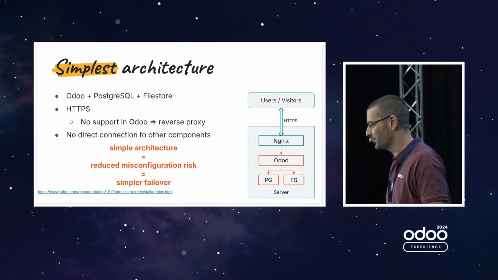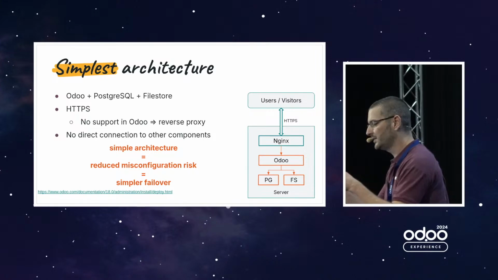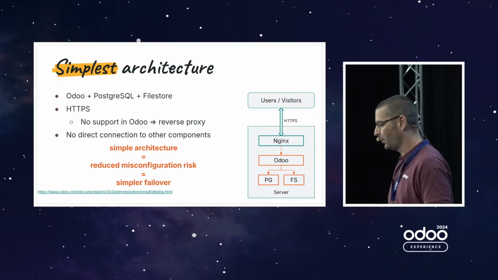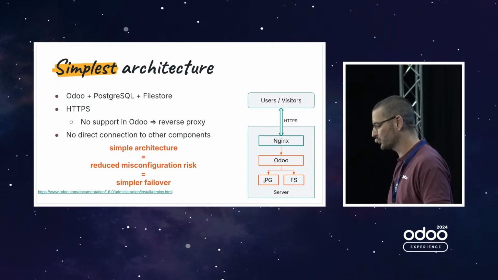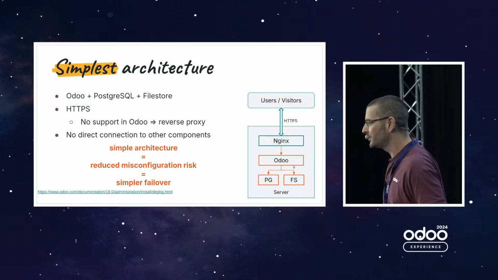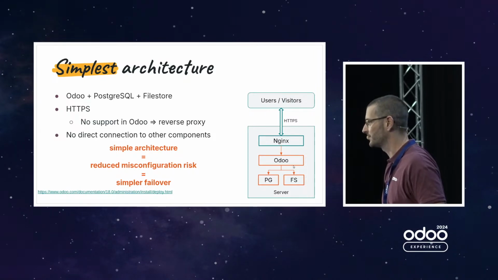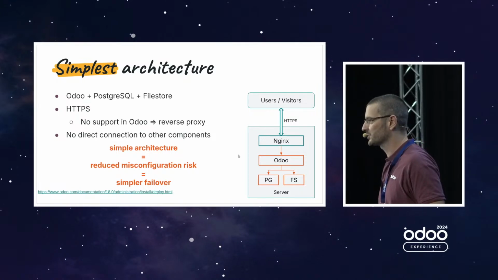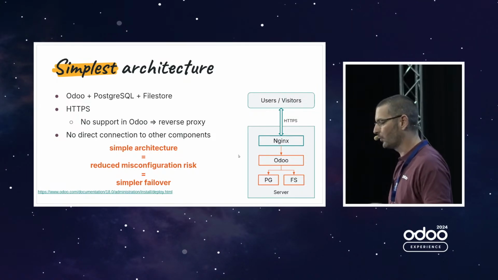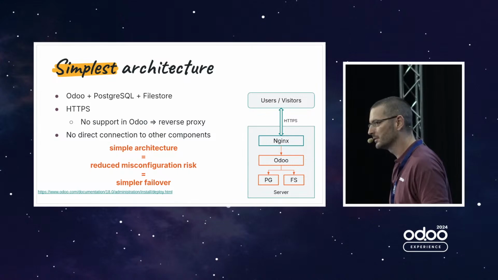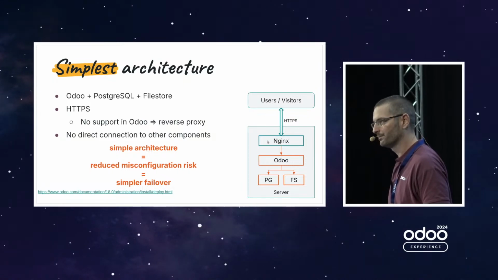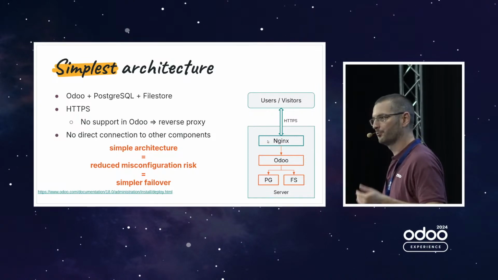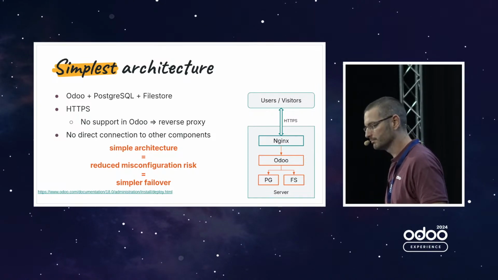The idea behind your installation is that all the components, Odoo, Postgres, and the file store, will not be reachable from the outside. Everything in red here cannot be reached from the outside, and all the connections must be done through the reverse proxy. The reverse proxy, Nginx in this case, will forward the request to Odoo.